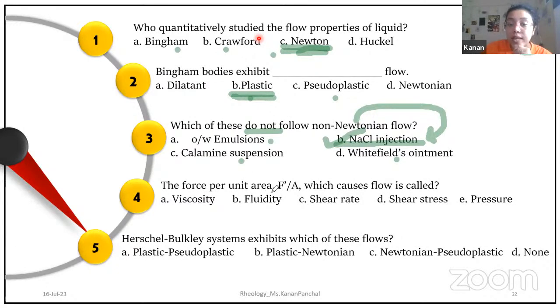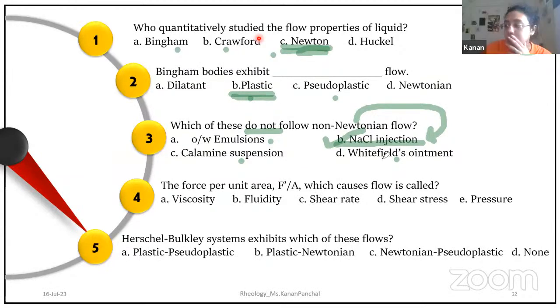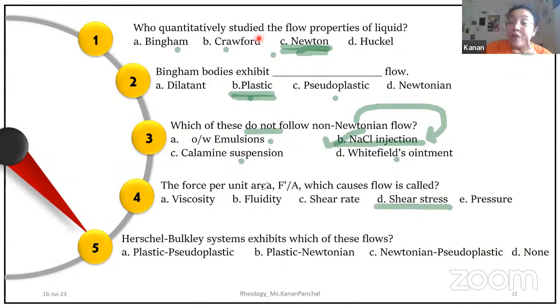The force per unit area which causes flow is called? Pressure. Shear. Shear stress. Correct. Force per unit area is pressure. Force per unit area which causes flow is shear stress. Be careful, okay? Clear everyone?